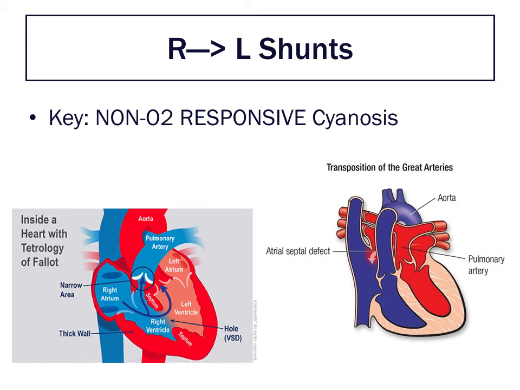So, right to left shunts. Essentially the key to remember is that you've got cyanosis and it's not oxygen responsive. It might go up a little bit with oxygen, but you can test this with the oxygenation test. So you think someone is a baby and they're blue and their sats are low, and you're not sure whether they've got a cardiac lesion or not.